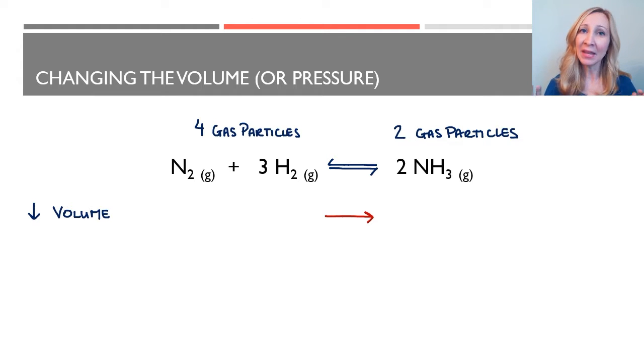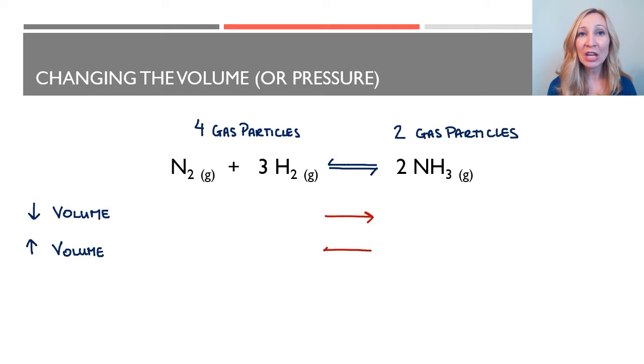Now, the opposite happens if we increase the volume. If we increase the volume of the container, the reaction will shift in the direction that contains the most number of gas particles, because the reaction realizes that it has room for all of these particles, so now it can go in the direction that contains the most number of gas particles.